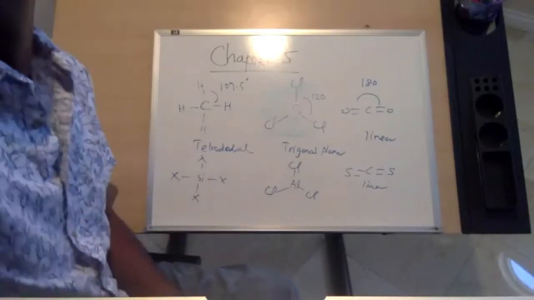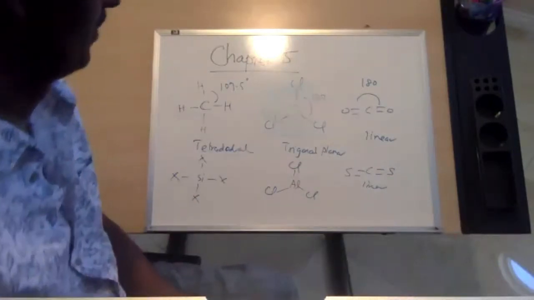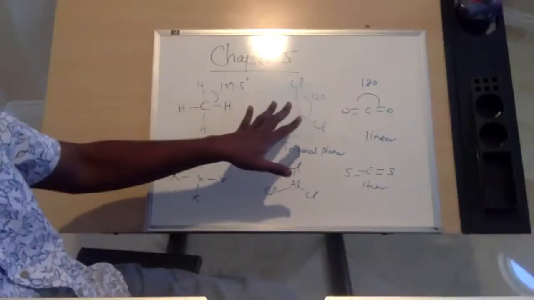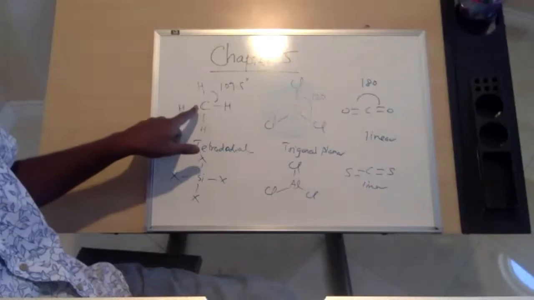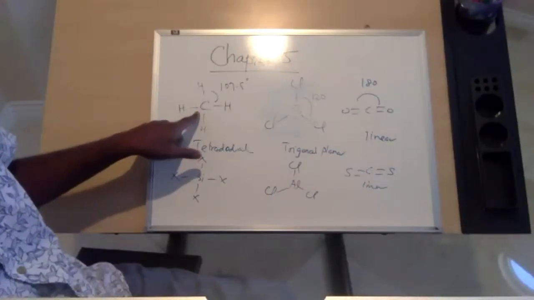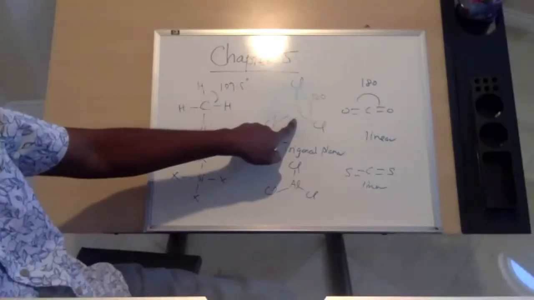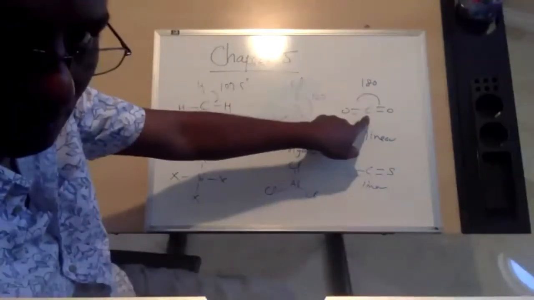Okay, so this is the basic thing. These are the three examples we have seen: a central atom with no lone pair of electrons. Carbon does not have a lone pair of electrons. Same thing with boron, it does not have a lone pair of electrons, and carbon does not have a lone pair of electrons.